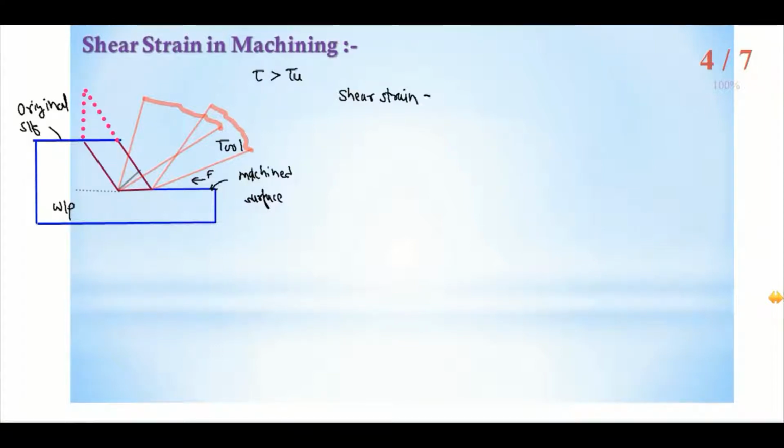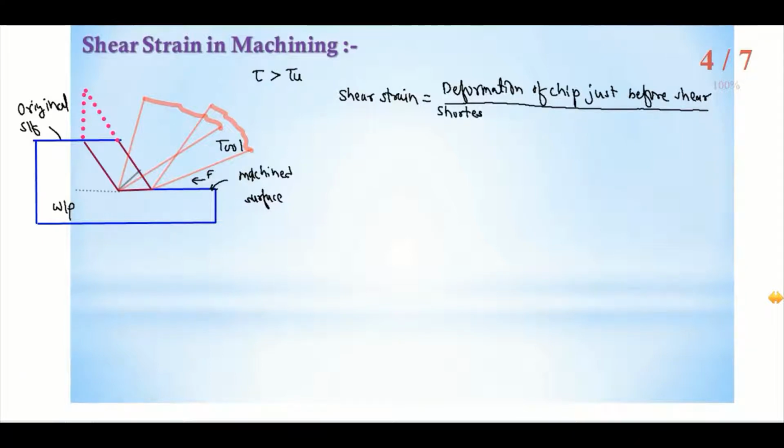shear strain is the ratio of deformation of chip just before shear to the shortest distance between two shear planes. So how are we getting this shear strain?